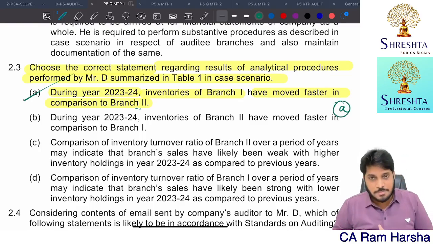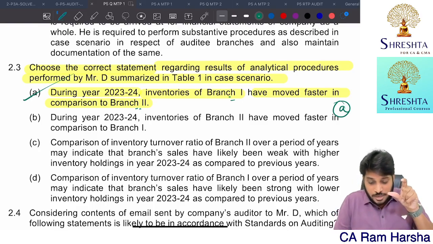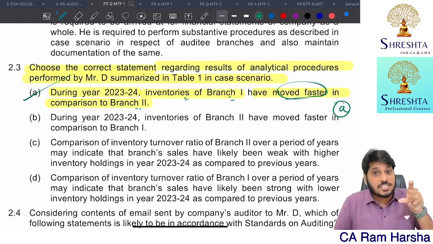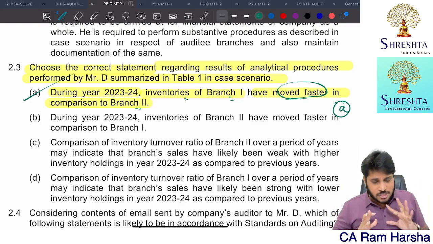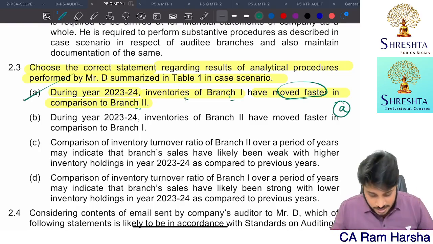And even if you look at branch 1 and branch 2 only for that year, branch 1 has a turnover ratio of 12 times, whereas branch 2 has 10. So branch 1 inventory has moved faster than branch 2. I hope you understood the logic. This is financial management. If you're good at financial management, this is easy. Next.